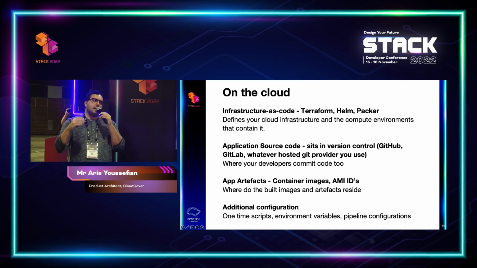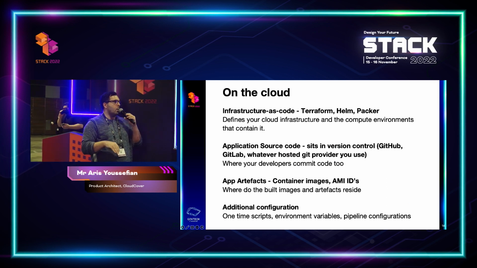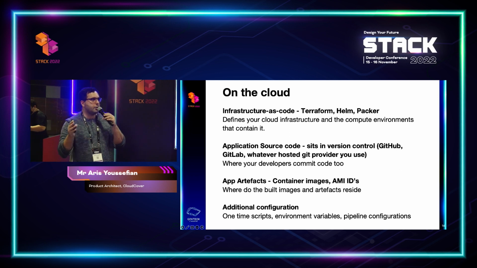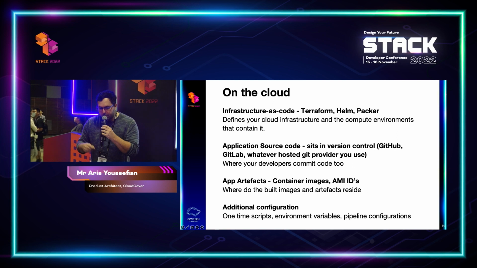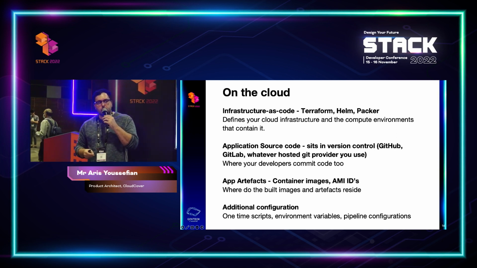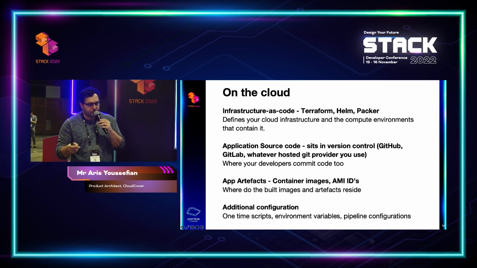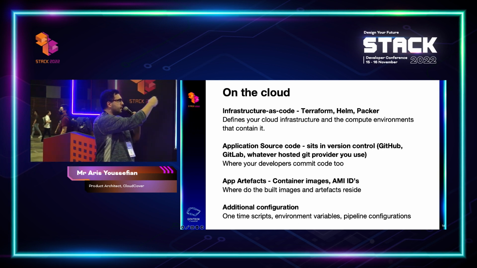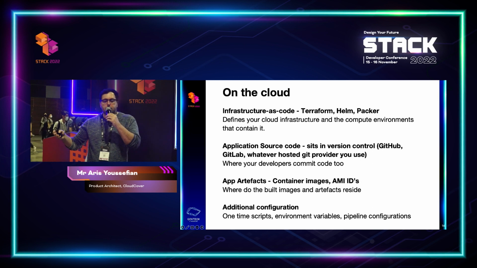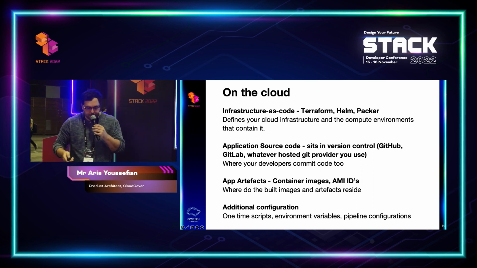So now I'm going to take a step back from the high level and go into a little bit more of tactical suggestions for those of you who are in your cloud journeys at various stages. Some of the tools you can consider when it comes to using IaC, if you haven't already, are Terraform, Helm, and Packer. Fundamentally, these allow you to define your cloud infrastructure as code and the compute environments that contain it.